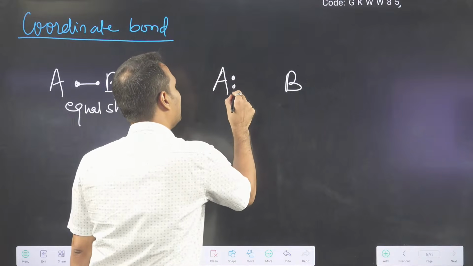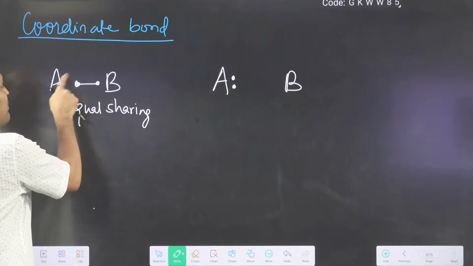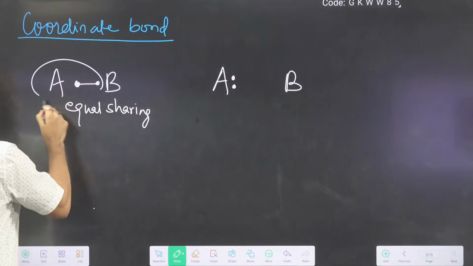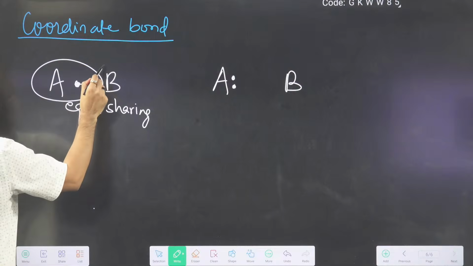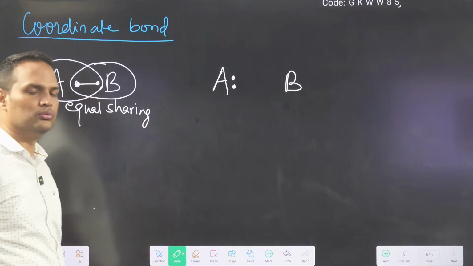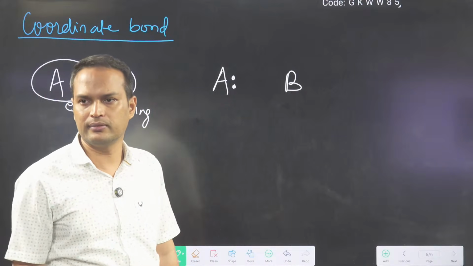This is like charity work going on. When there is equal sharing, both are benefited. Like A is having 1 electron. After sharing, it becomes 2. B is having 1 electron. After sharing, it becomes 2. Both are happy. Mutual sharing, equal sharing.